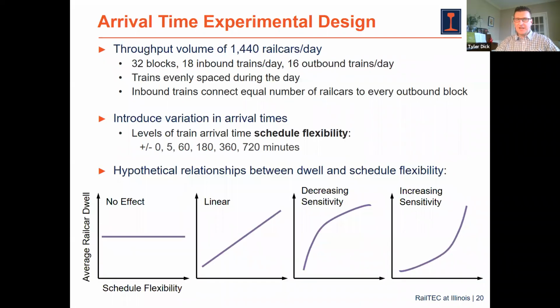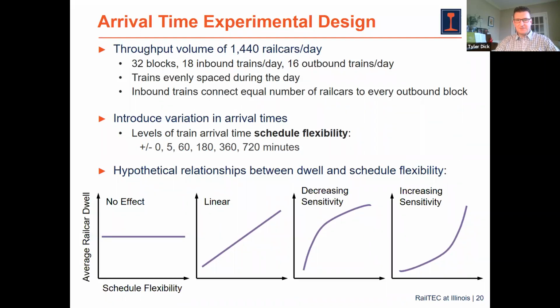So for the experimental design, we kept the volume of the operation constant. We have a fixed number of blocks and arriving trains and departing trains that are evenly spaced throughout the day. And we introduce additional variation in the train arrival times, a similar process to what we did on the main line, looking at the arrival time schedule flexibility, where 0 is a fixed structured operation where all the trains arrive on time, up to plus or minus 720 minutes, where basically each train is arriving randomly within a given 24-hour period.